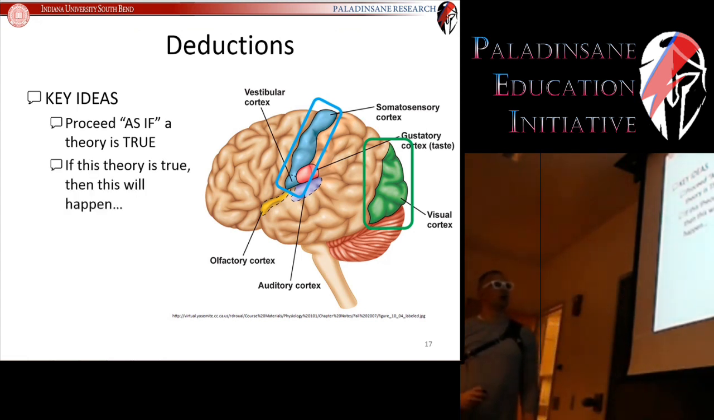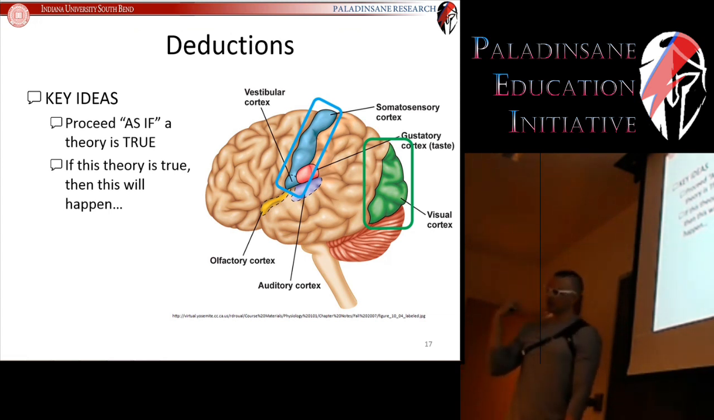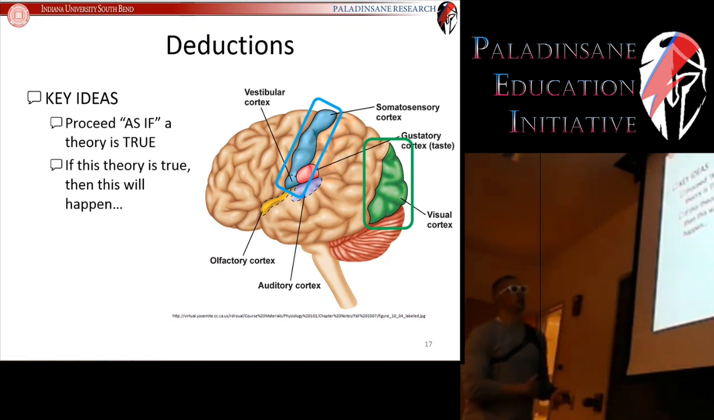So your reasoning is to start as if a theory is true, and then, if that theory is true, you're trying to figure out what would happen in a new situation, what would happen in a new application. And what will happen is your contribution.